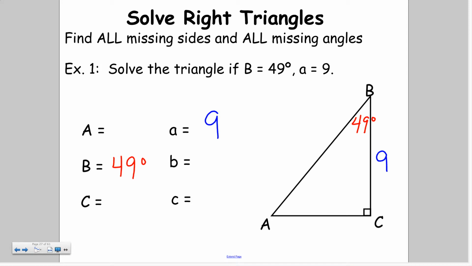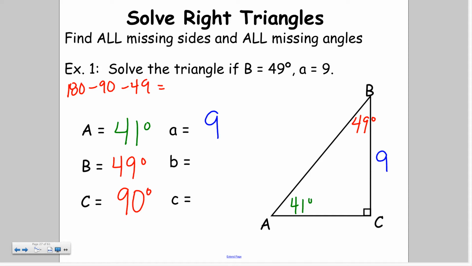All right, the other thing you know is the measure of angle C. The measure of angle C is 90 degrees. So we can find that other missing angle by just knowing the fact that the angles of a triangle add up to be 180. So we can take 180 minus 90 minus 49, and that's going to give us our missing angle of angle A. So that is 41 degrees.